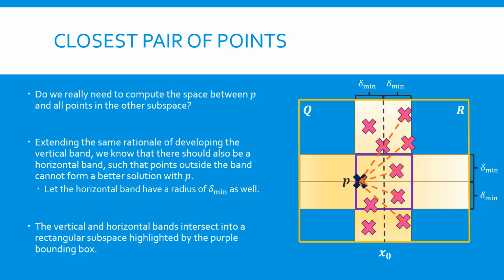Specifically, for an arbitrary point P, we can define a horizontal band with a radius delta min around the line y equals yp, where yp is the y-coordinate of the point P. You can also easily verify that the distance between P and any point outside of the horizontal band must be larger than delta min. In this case, we only need to compute the distance between P and the points within the horizontal band. By combining both constraints, we identify a square subspace, indicated by the purple bounding box, as the search space for points that could possibly lead to a shorter distance than delta min.